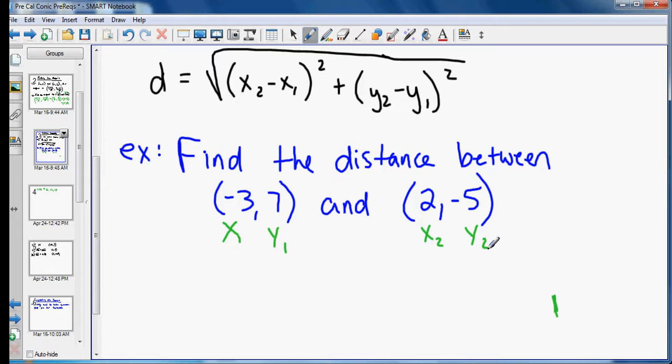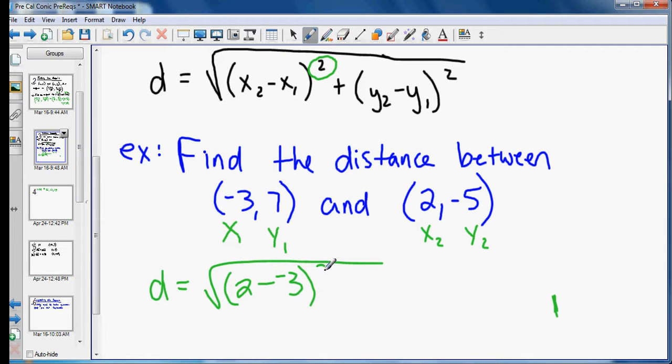Just to be clear, the only reason it doesn't matter, even though we're subtracting, is because of this squared. Because once we square it, it doesn't matter whether we got a positive or a negative answer, we end up with the same result. But I'll stick with what we have written up there, just to keep it straight. So they say x2 minus x1 squared plus y2 minus y1 squared.